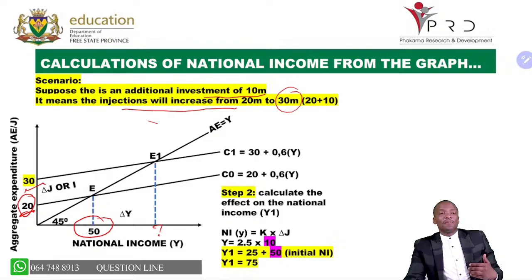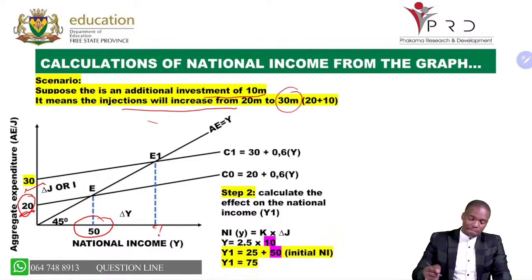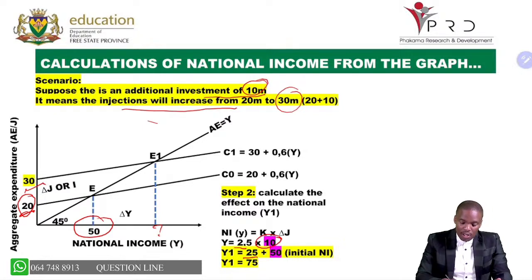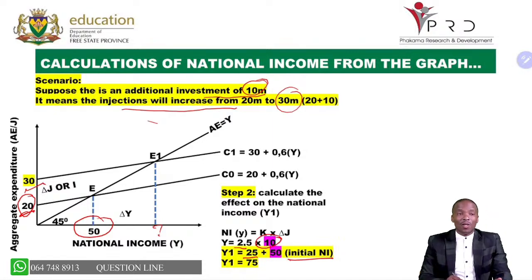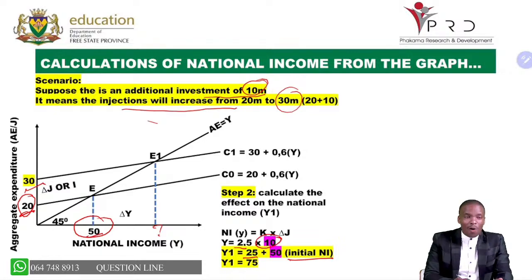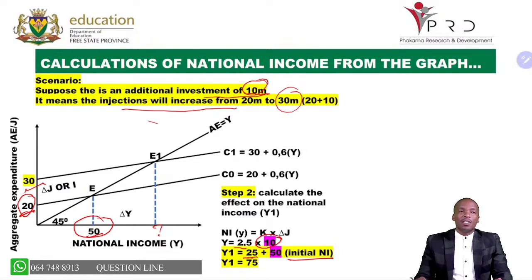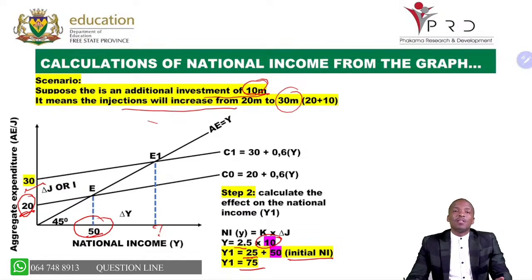Knowing that we already have the value of the multiplier being 2,5, we can say 2,5 times the additional investment, the answer is 25 million. And then 25 million, you say, initially, as my national income, how much was I having? I was having 50 million. And then with the additional investment of 10 million, I'm yielding an additional 25 million. My new national income now is how much? It is 75,000.